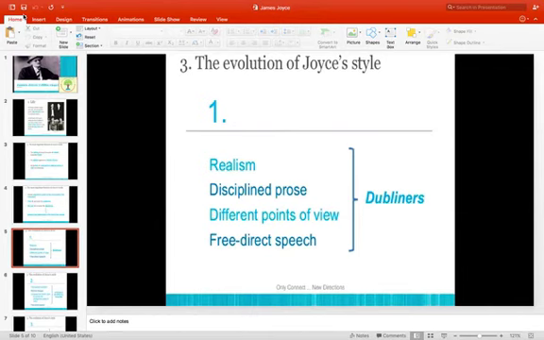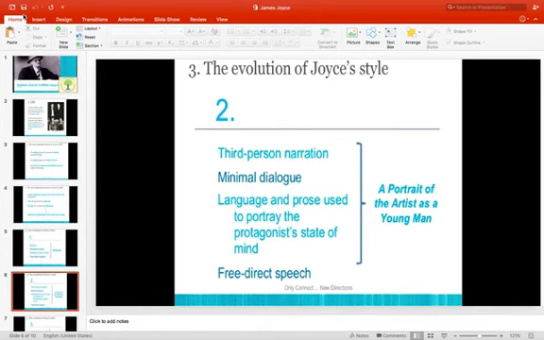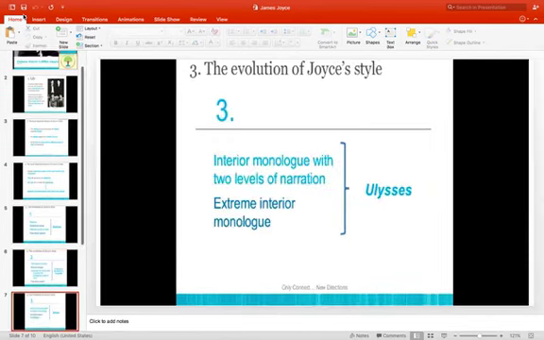If we cast a look at the evolution of Joyce's style, in his Dubliners we will find realism, disciplined prose, different points of view, and free direct speech. In A Portrait of the Artist as a Young Man, we will find third person narration, minimal dialogue, language and prose used to portray the protagonist's state of mind, and free direct speech. And in Ulysses, we will find interior monologue with two levels of narration and extreme interior monologue.